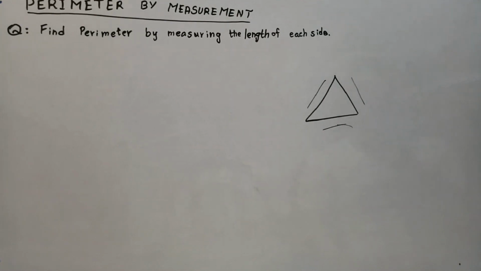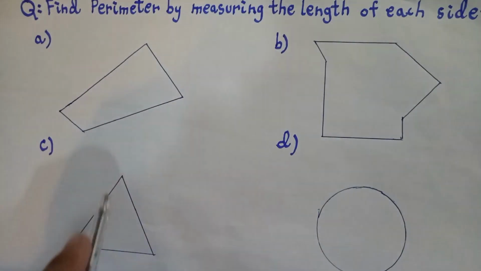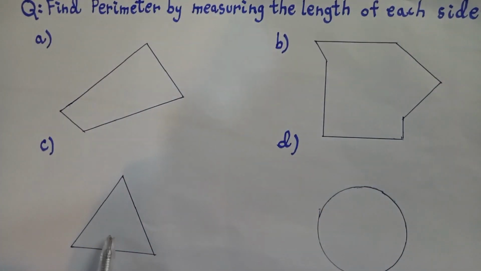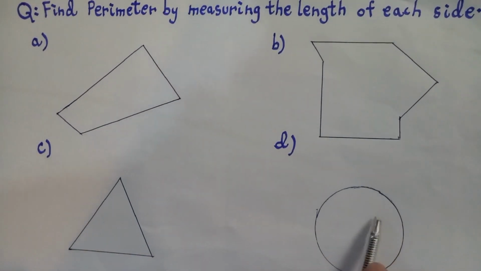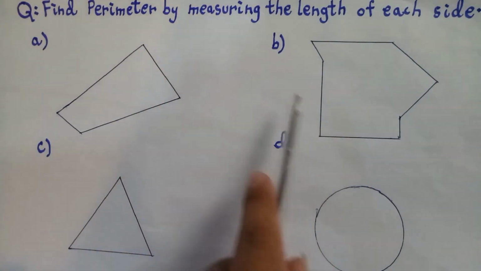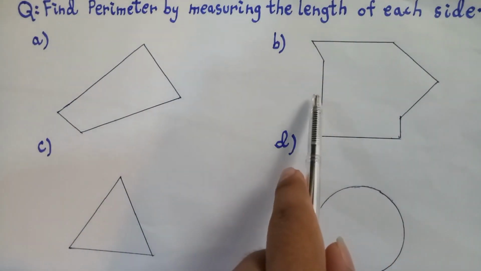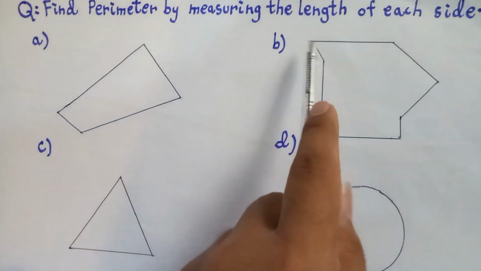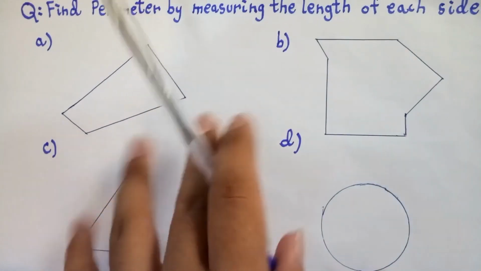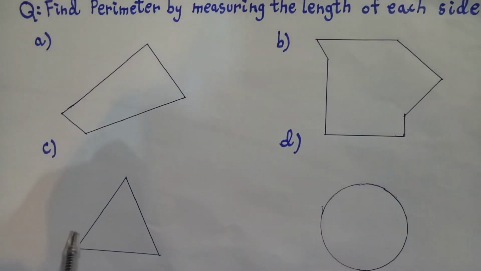Clear? So let's see how to find perimeter by measuring the length of each side. In this we will use a ruler. Now here we are given different shapes. You can see this one, this one, this one, and this one. This is a triangle, this is a circle, this is a four-sided figure, a quadrilateral, and this is an irregular type of shape. You can see 1, 2, 3, 4, 5, 6, 7. It consists of seven sides. Seven sides here we have.